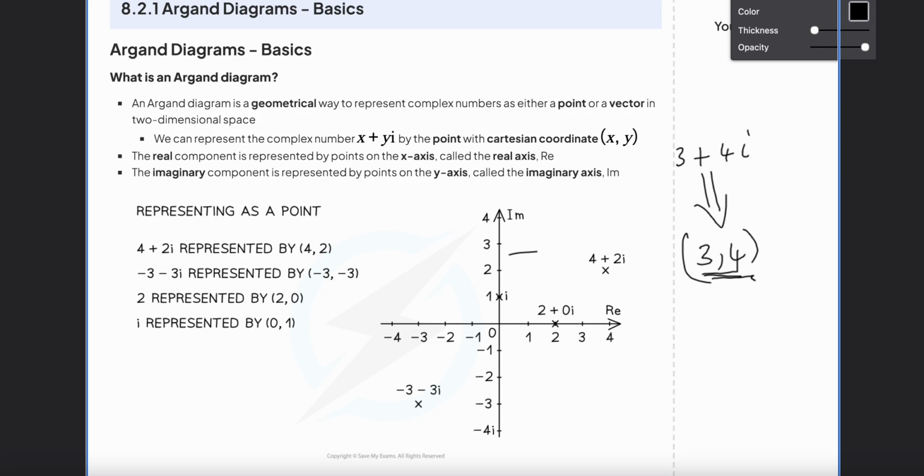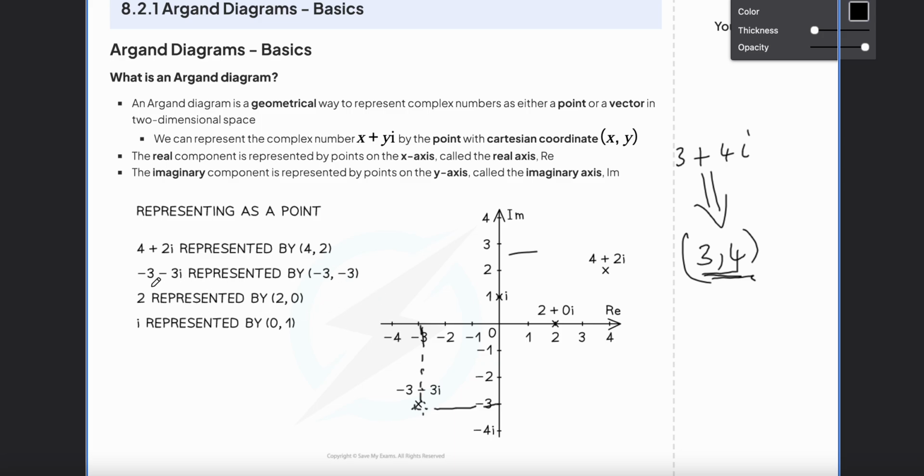Let's move on to minus 3 minus 3i. The minus 3 is on the real axis, and the minus 3 is on the imaginary axis. Where they coincide, that is where the point minus 3 minus 3i is.